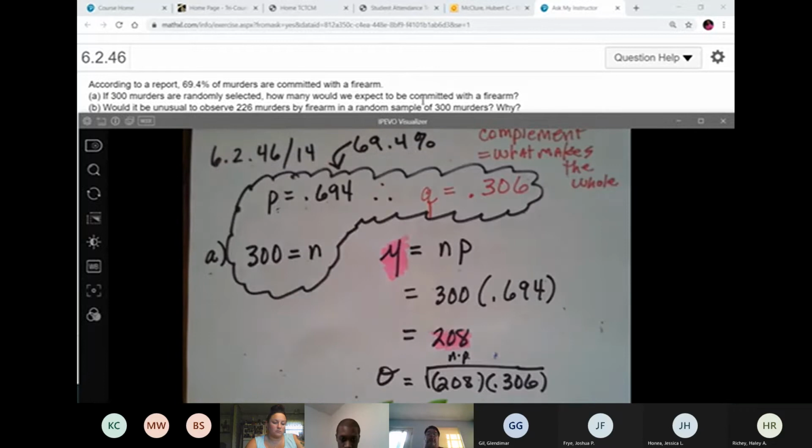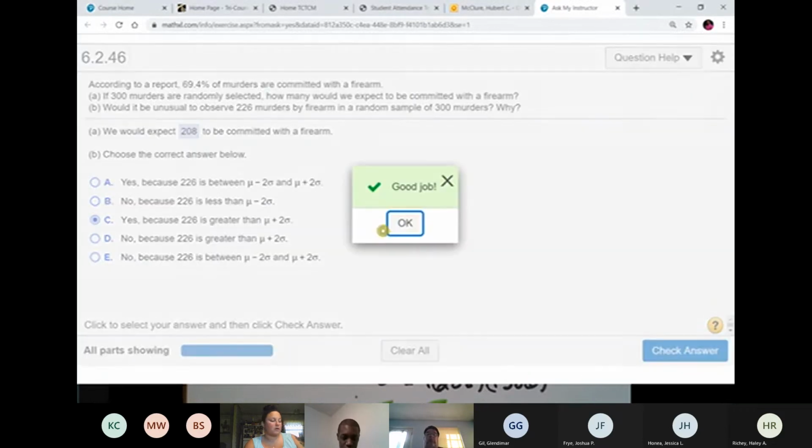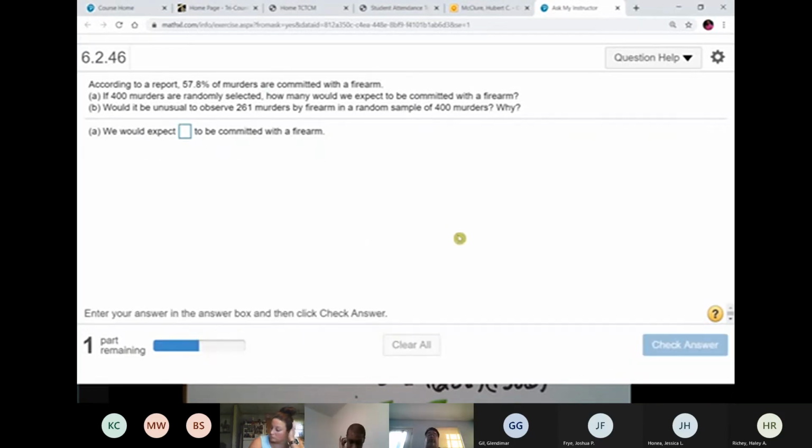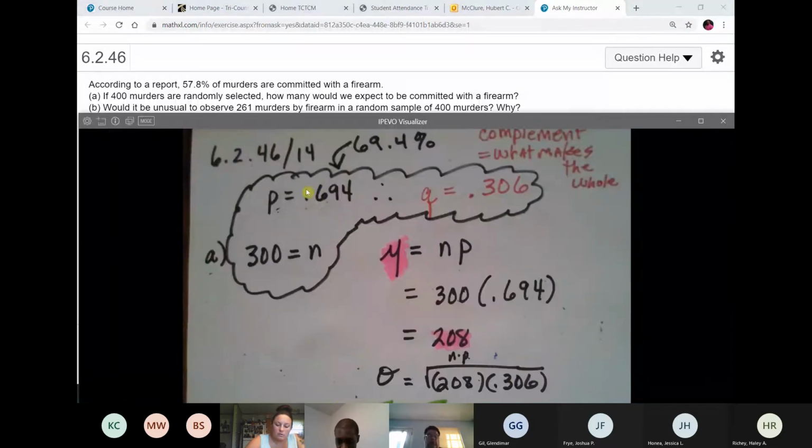All right, now I want you to do one. You do this one, and I'm going to leave this one up for you. So write down your percent and change it into a decimal. Then subtract it from 1. And then write down n. And you got your 2 things, then 3 things to plug in, however you want to do it.